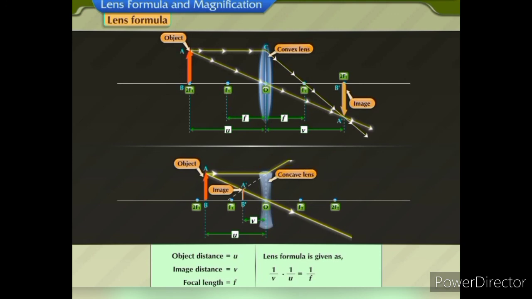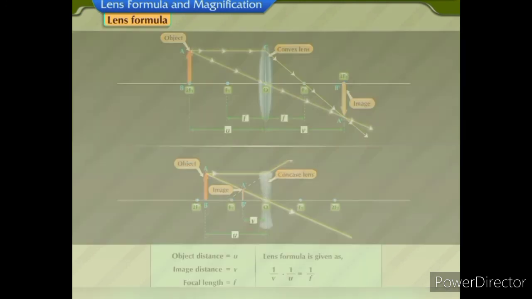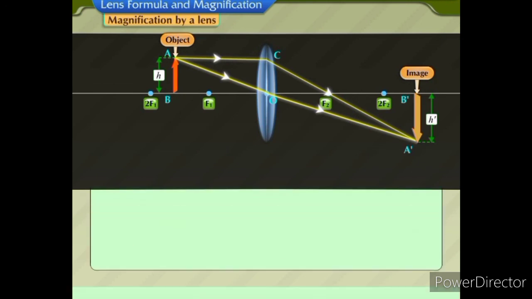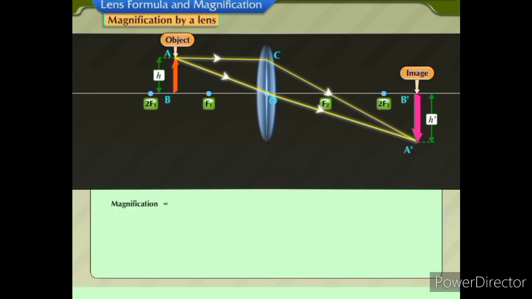Now, let us define the term magnification by a lens. Magnification by a lens. Magnification produced by a lens is defined as the ratio of the height of the image to the height of the object. Magnification is equal to the height of the image divided by the height of the object. Magnification gives the relative extent to which the image of an object is magnified with respect to the object size.